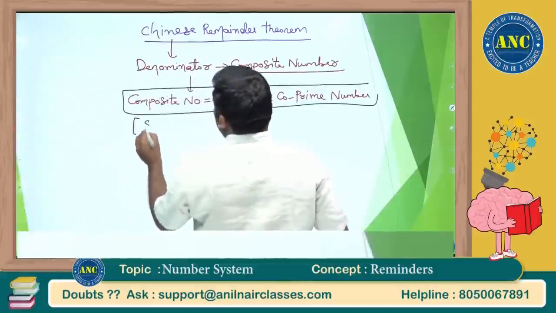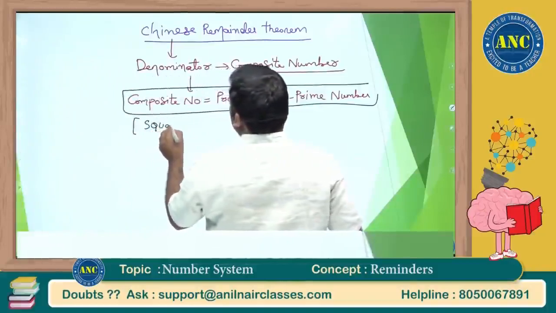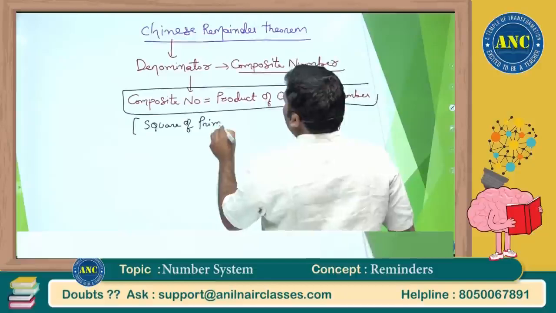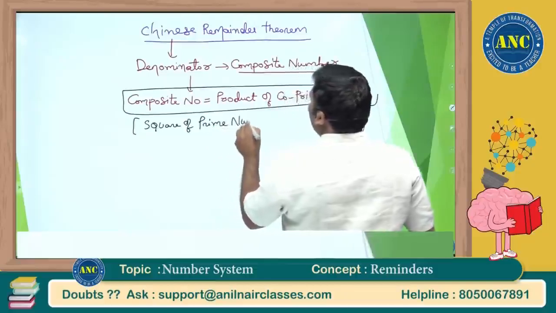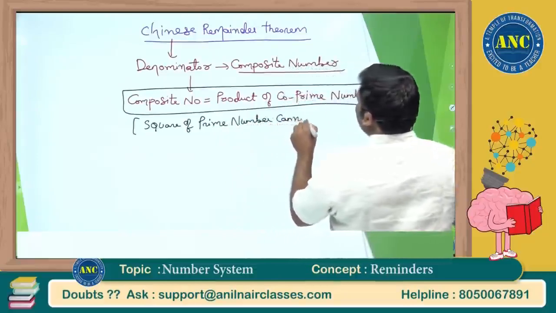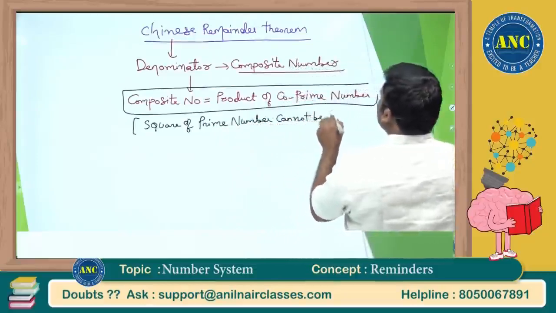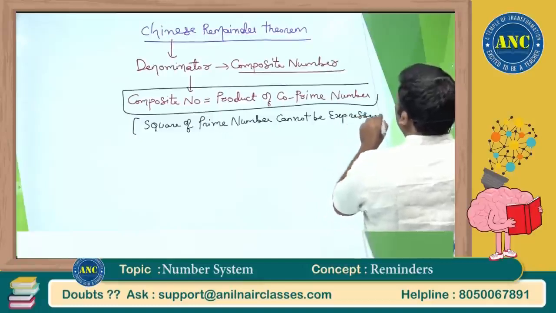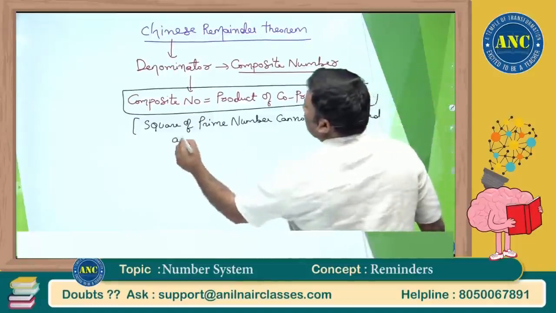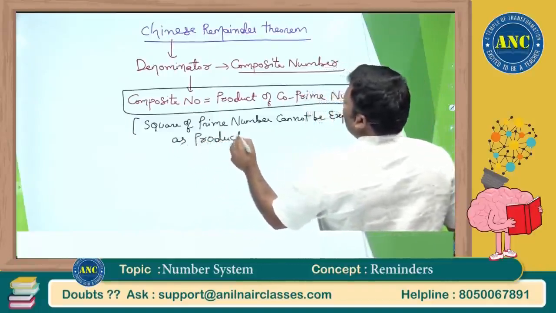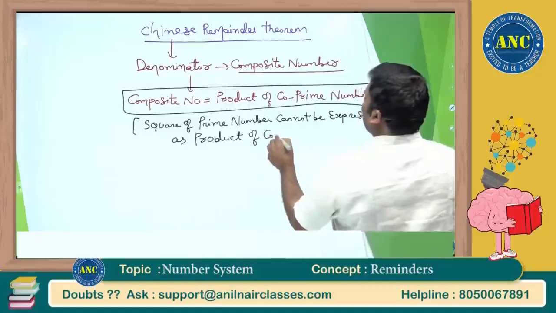Now, square of a prime number. You take a prime number and square it. Square of a prime number cannot be expressed as a product of co-primes. That is the demerit of Chinese remainder theorem.